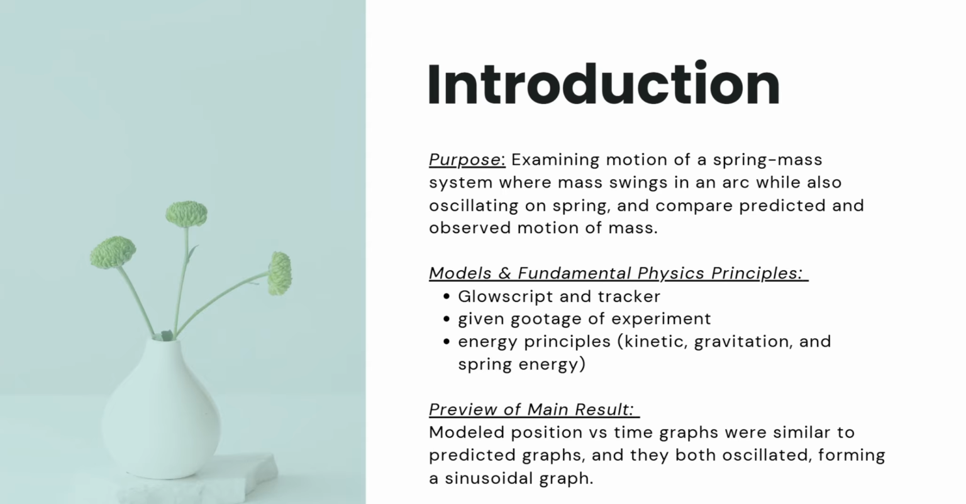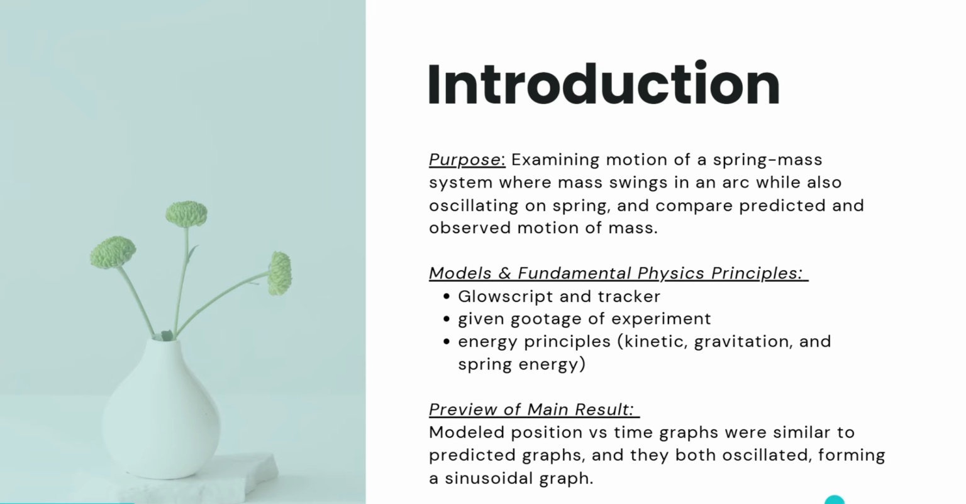So, as for the introduction, the purpose of this lab was examining the motion of a spring mass system, where the mass swings in an arc while oscillating on a spring, and then we were able to compare this to the predicted and observed motion of the mass. We did this through GlowScript and Tracker. We were given footage of the experiment, so we put that into both of these softwares to be able to use Python to make our predictions and then benchmark those against what actually happened.